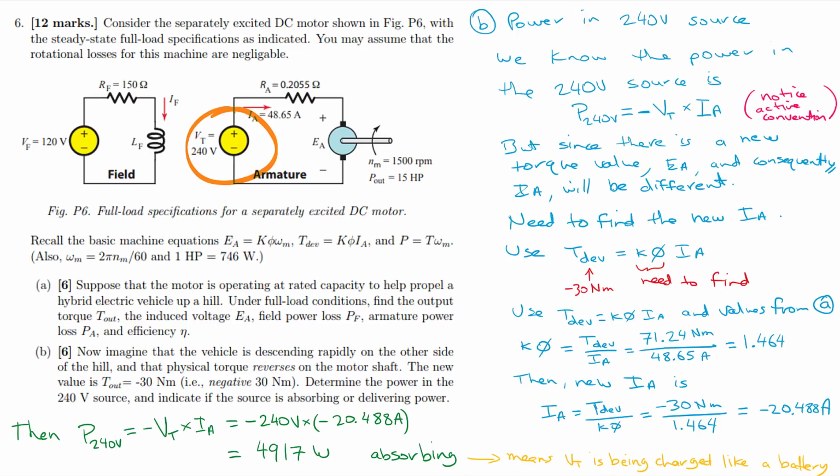I understand the typical range that regenerative braking adds to an electric vehicle is something like 10 or 15%. So it's not a huge difference, but a difference nonetheless. So that's how to solve question 6.